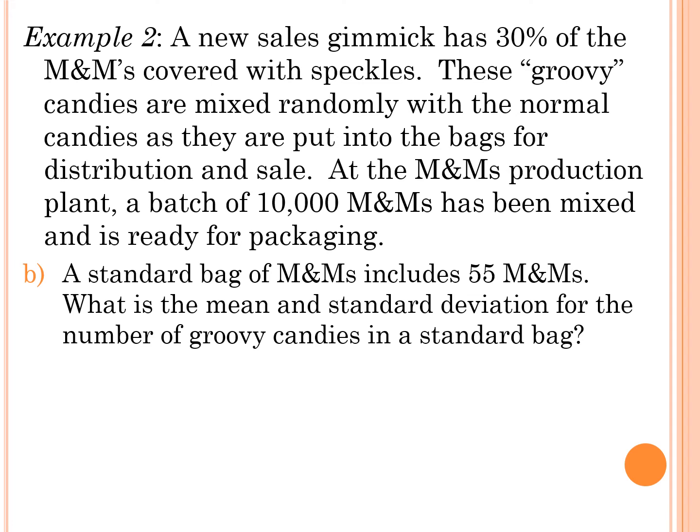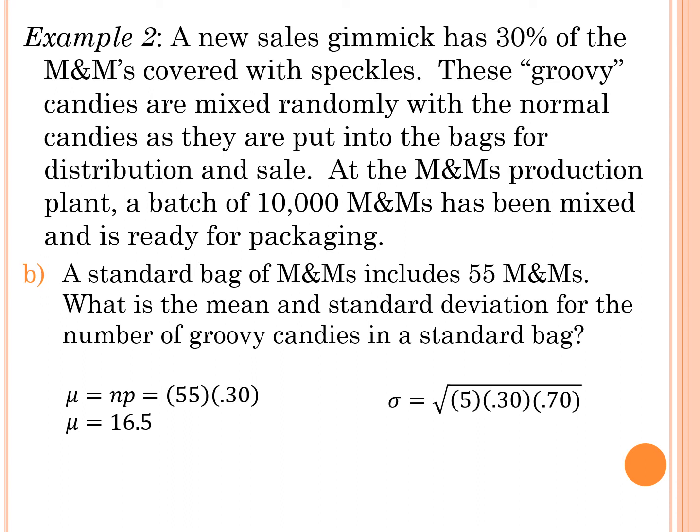A standard bag of M&Ms includes 55. What's the mean and standard deviation for the number of groovy candies in a standard bag? Mean is n times p. We would expect to get 16.5. Obviously, we couldn't get 16.5, but averages are okay to be decimals. Standard deviation is the square root of npq, which is 1.025.